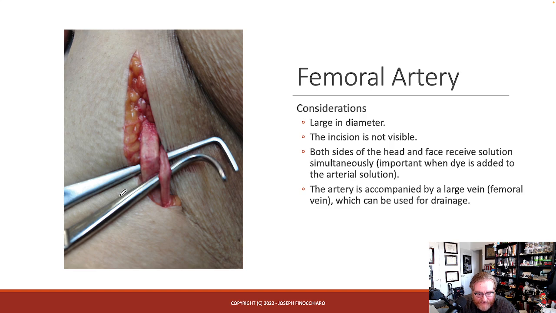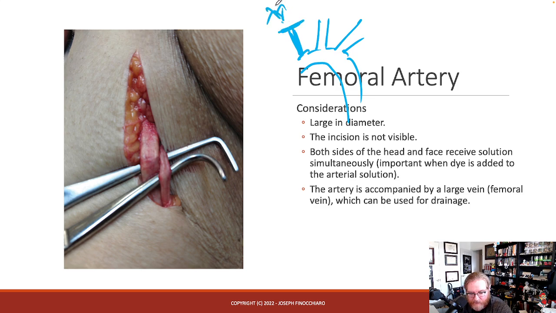Both sides of the head and face receive solution simultaneously, which is good because then the coloration is uniform. One of the biggest problems when injecting a carotid incision is when it comes down, you start injecting, it hits the arch of the aorta, right? There's your left carotid, there's your left subclavian. Boom, boom, boom, boom. And nothing is going in this direction, because your arterial tube is shooting this way. And especially if there are blockages or issues, you have a path of least resistance going into the left side of the head.